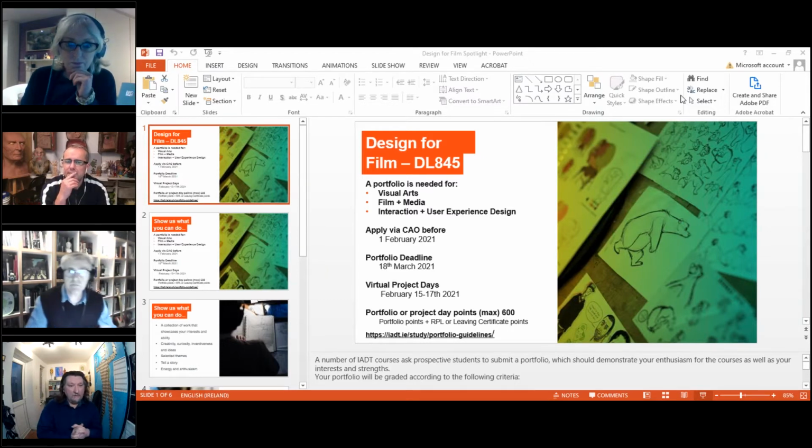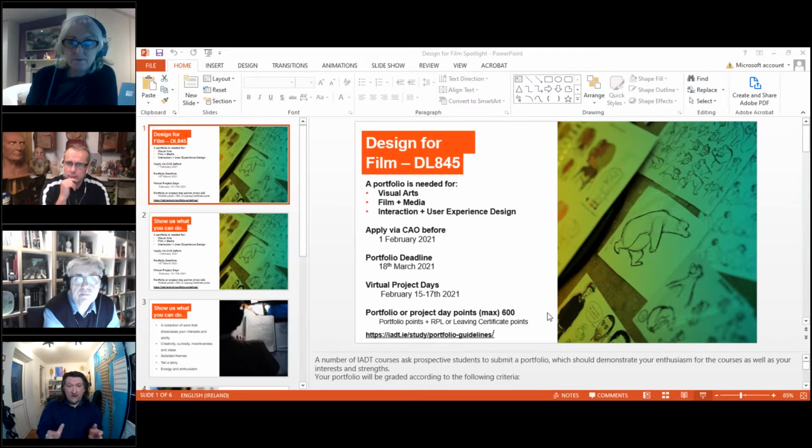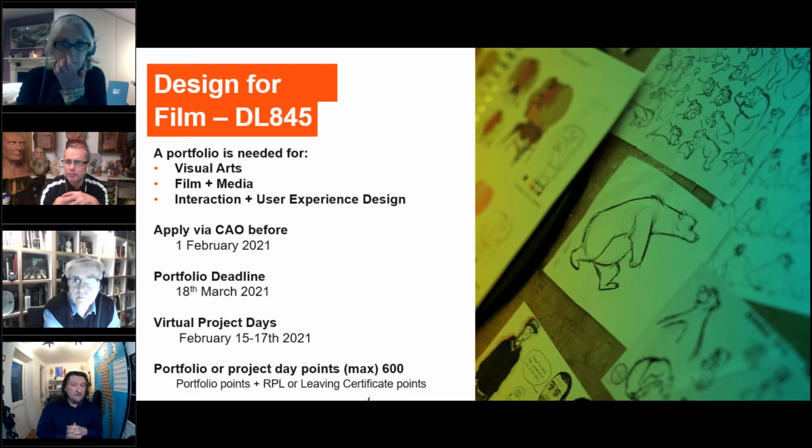Okay, hi all, good evening. Welcome to the presentation for Design for Film, a brand new program in IADT, the Department of Design and Visual Arts. My name is Julian King. I'm a lead lecturer in that department, and I have some colleagues here, Liam Duna, Elaine Sisson, Paul MacDonald. All of us are lecturers on the various programs that have been amalgamated together to make the new Design for Film DL845 CAO number program.